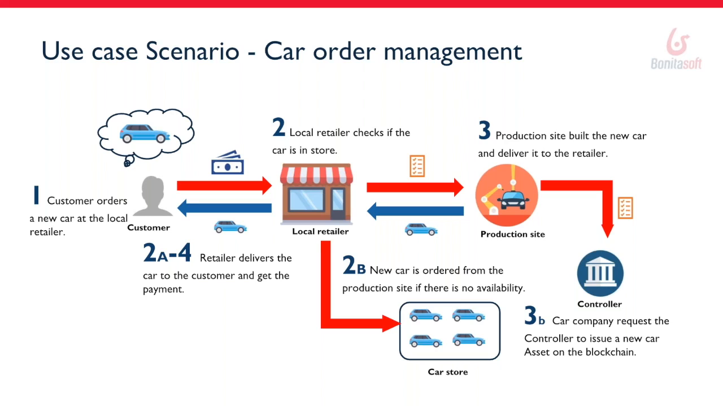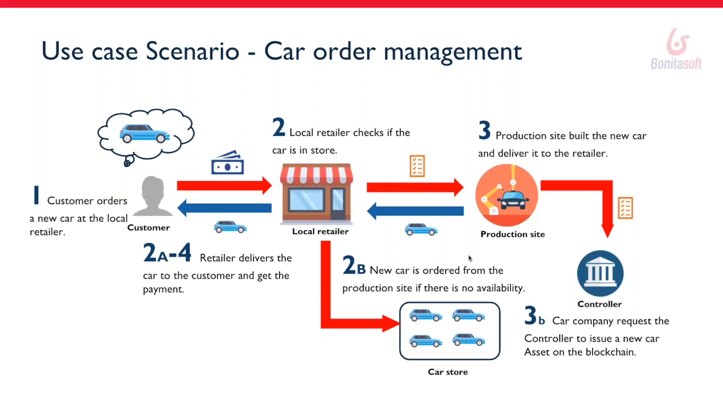If we describe the process quickly, we have a customer who will want to buy a car, so he will ask the local retailer what cars are available, what can he buy. He will place an order to buy a new car. The local retailer will check in his local car store if the car is available. If not, the car will be ordered from the car company production site.